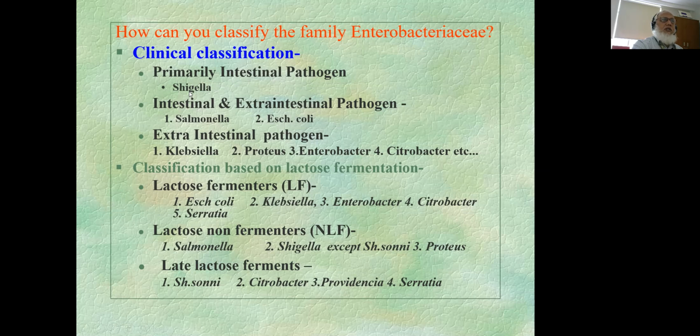Shigella and Yersinia enterocolitica are primarily intestinal pathogens. They do not cause infection at other body sites. Both intestinal as well as extraintestinal pathogens are Salmonella and Escherichia coli, which cause intestinal as well as extraintestinal infection. Extraintestinal only are Klebsiella, Proteus, Enterobacter, Citrobacter, and all other members.